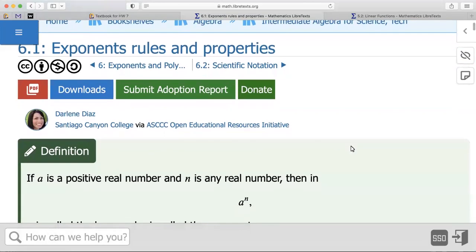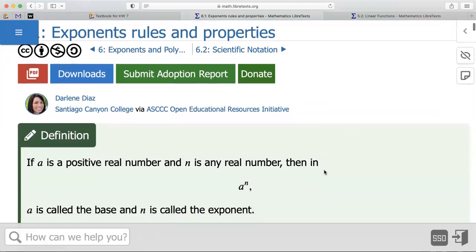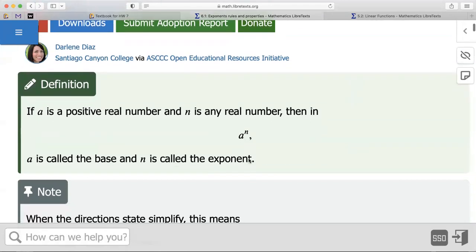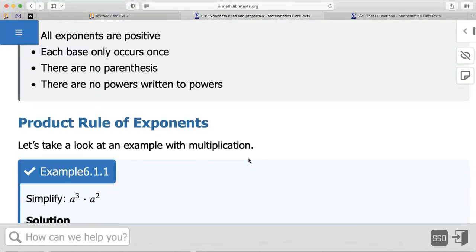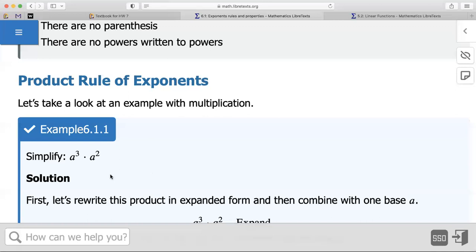Hello there. In this lesson, we will learn how to use the exponent rules and properties to do problems. First, let's see the definition of an exponent expression. It looks like this, a to the n. So a, they call the base, the bottom, and n, they call the exponent.